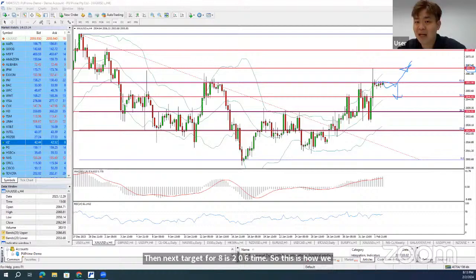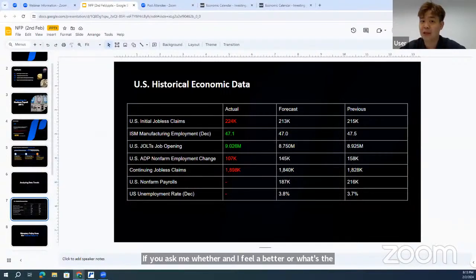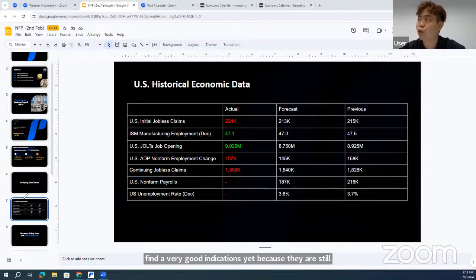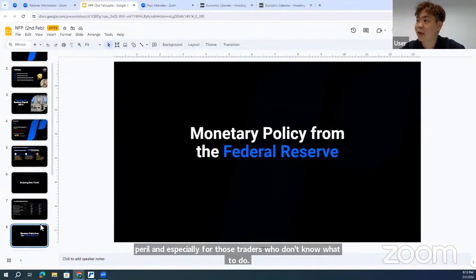If you ask me whether the NFP will provide a better or worse than expectation reading, I would say that currently the predictions are very mixed. It's still very unclear, because according to the historical jobs data, we still cannot find very good indications yet, because they are still quite mixed. So this is the explanation for the non-farm payroll, and especially for those traders who don't know what to do, it's still advisable for you to have some patience and wait until a certain breakout before you enter the trades.